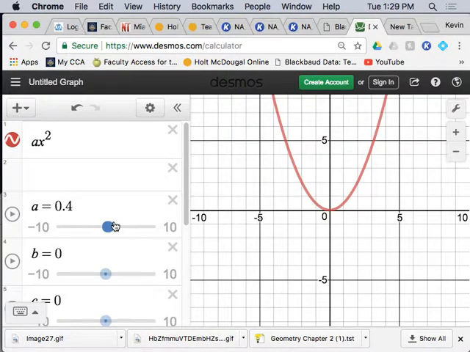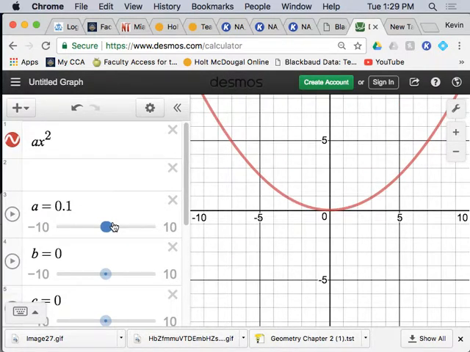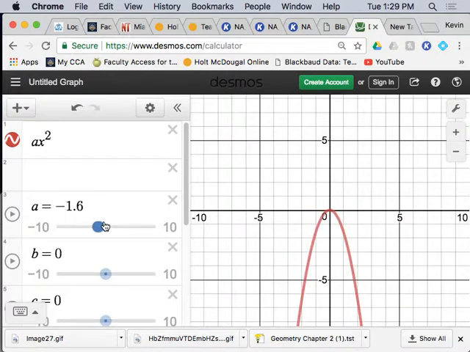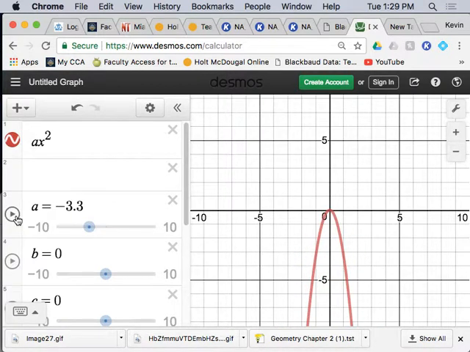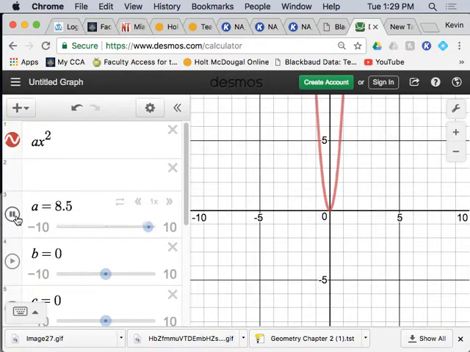It compresses until, now, look, what do you think happens when a becomes negative? It flips across the x-axis, or reflects across the x-axis. You see that, guys? There you go. It's the bird. Remember, a goes up, down, now it's negative, you see? Oh, look at that. You guys understand?